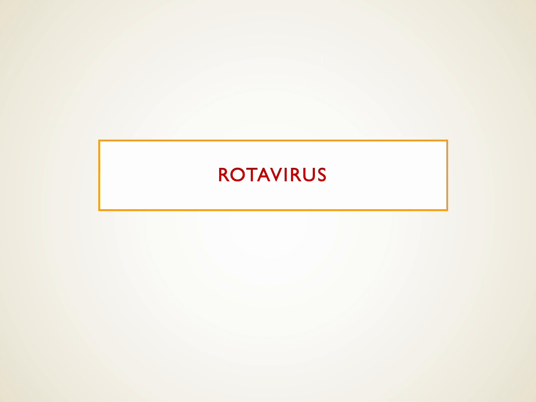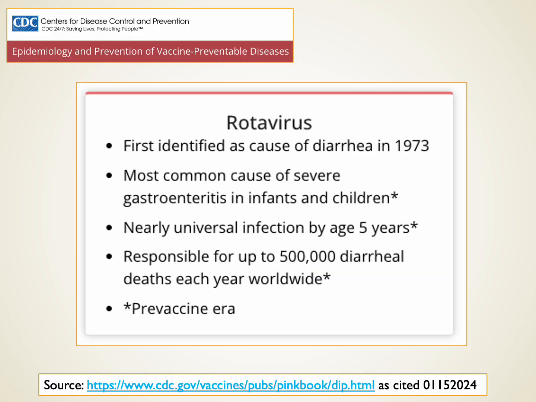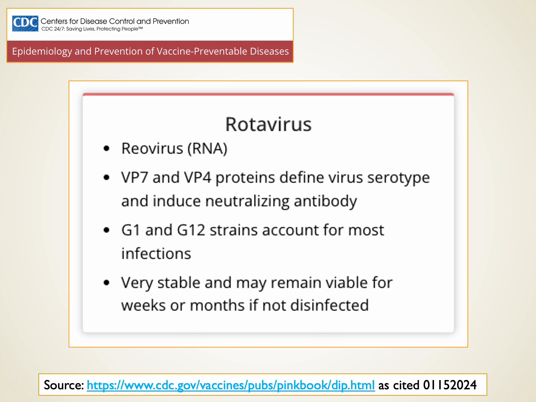Rotavirus is primarily a pediatric concern. I mean, it's true in adults too, but more pronounced and potentially more sequelae and concerns in pediatrics. First identified as diarrhea in 1973, pretty late. They've had a couple of different vaccines available over the years. The earlier version of the vaccine had some complications with it and was pulled from the market.